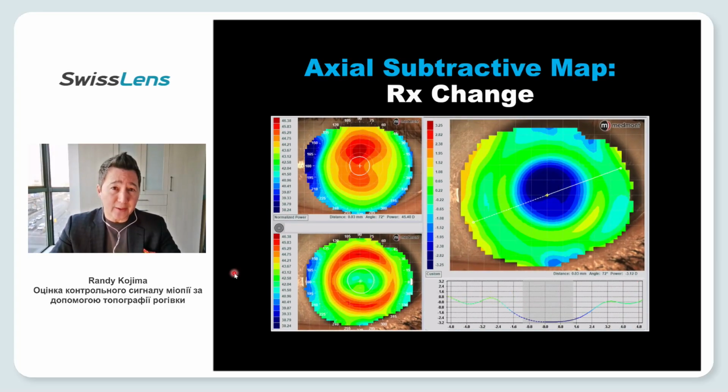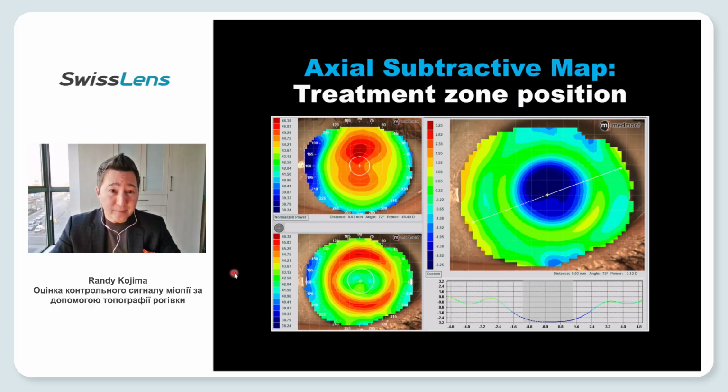The axial subtractive map, of course, is very effective at determining anything related to vision or power. One of the most simple functions is for us to click on the visual axis at the center of the topography, and it'll tell us how much Rx change we have created, how much effect ortho-K has created.